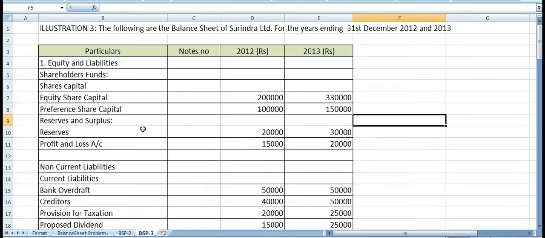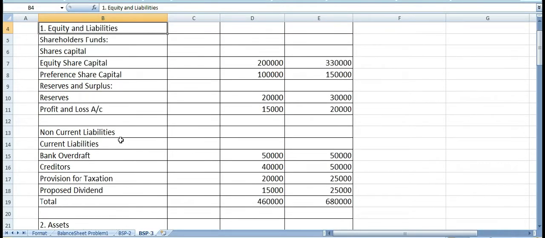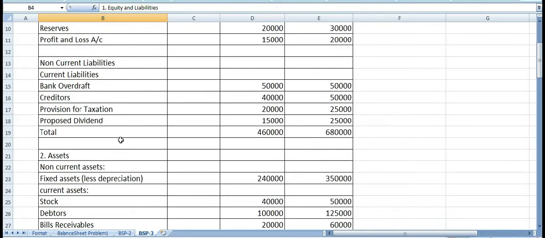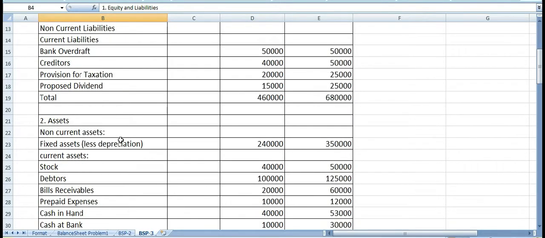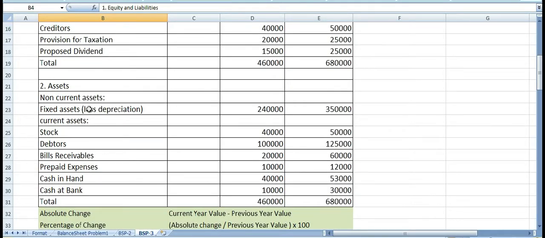Illustration 3: the following are the balance sheets of Surendra Limited for the years ending 31st December 2012 and 2013. So now we have particulars, which consist of the equity and liability section. All the items belonging to equity are given within equity and liability, for 2012 and 2013. Similarly, non-current liabilities are also mentioned, and the other section is the asset section. The asset section items belonging to non-current are segregated separately, and current assets are also segregated separately. They have also given the total of assets and liabilities.